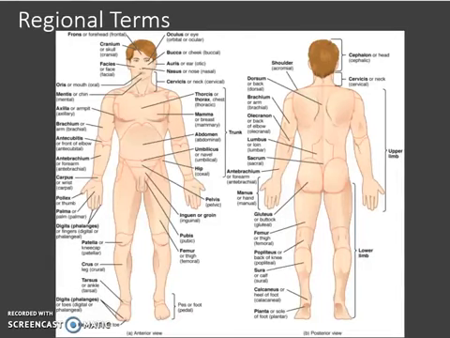So first of all, we have regional terms, and these are terms that are related to specific areas of the body. A lot of these might sound familiar to you if you think about it, and others you'll have to memorize as you learn them. For example, the carpal region. If you think of carpal tunnel syndrome, you may know that it refers to a painful inflammation of the wrist. And you can see here that carpus or carpal refers to the wrist region.